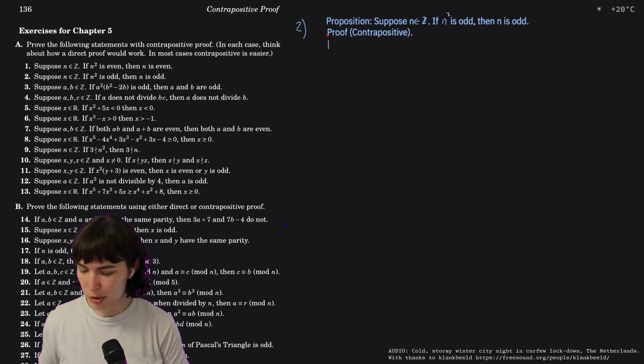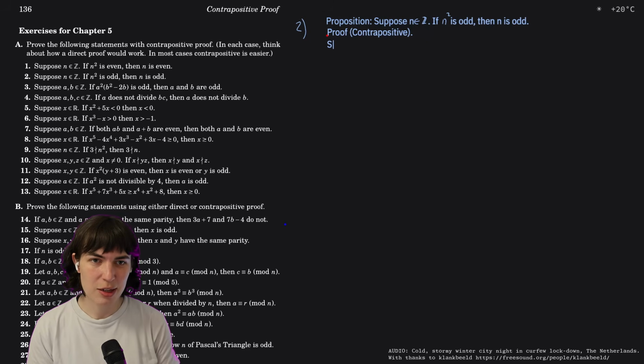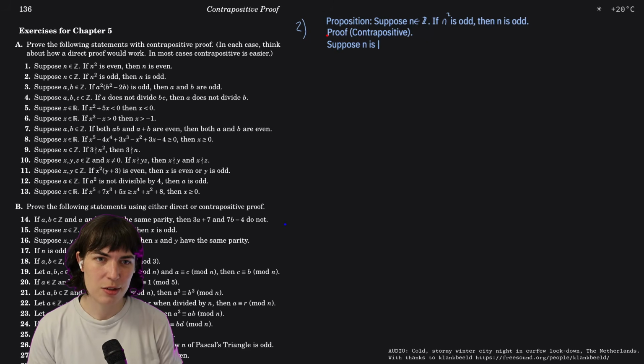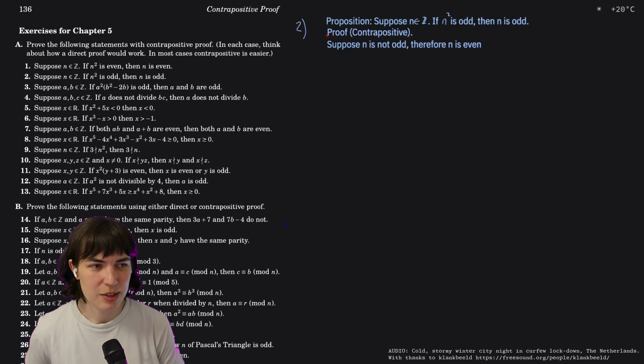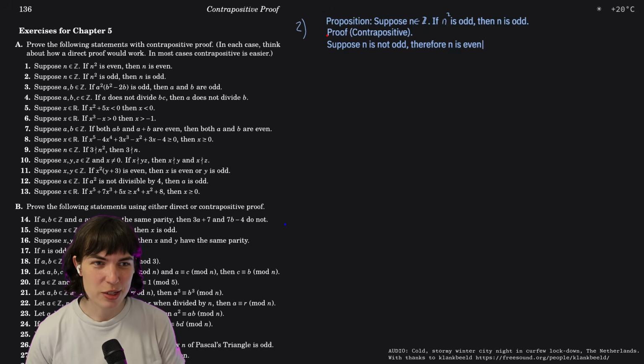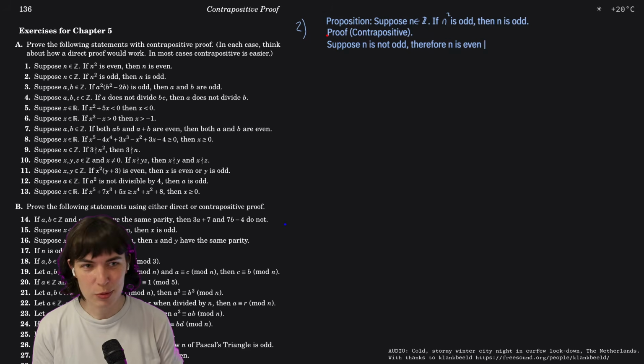So we want to use the contrapositive method, which means we need to say suppose n is not odd, therefore n is even. If I have Unicode support, I can do... Yeah, indeed. That would be especially good if I'd implemented my system properly so that I could use my shortcodes. But I didn't. I was a fool.